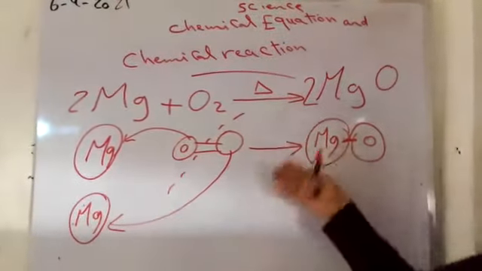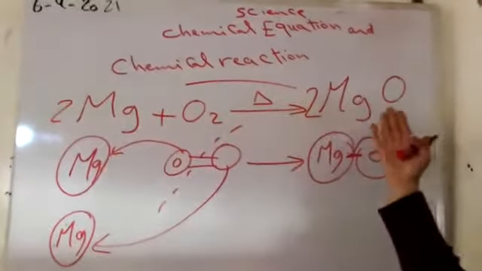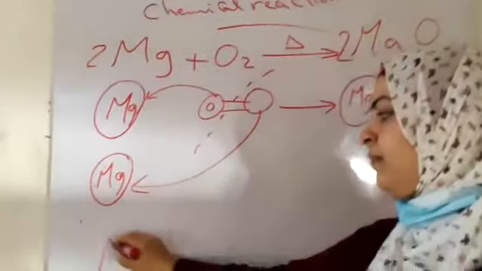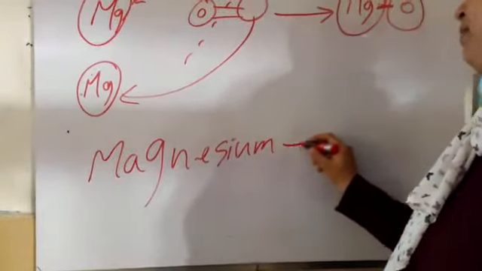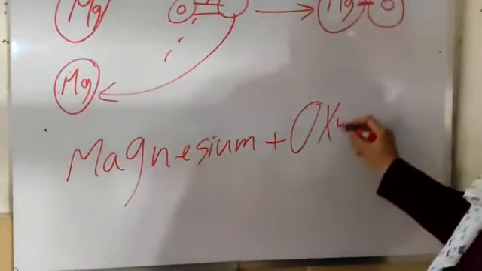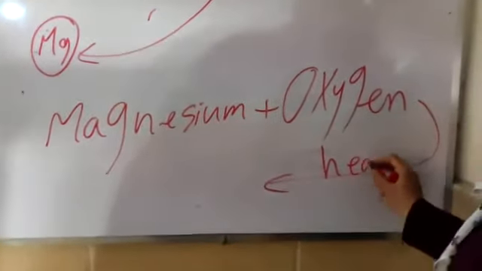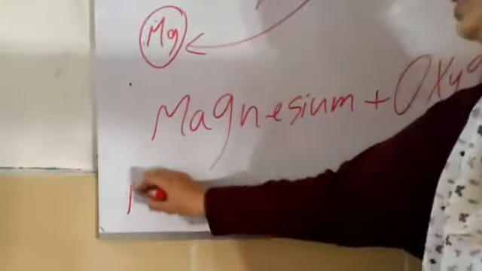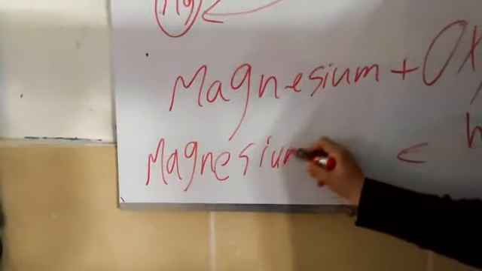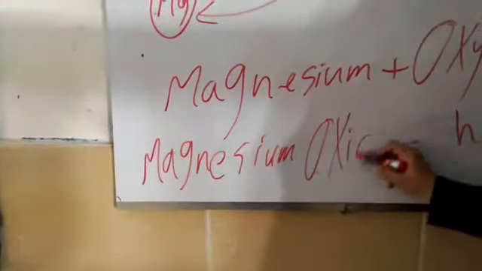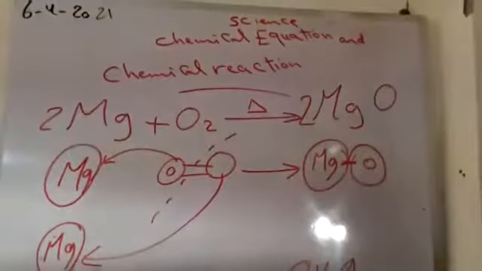We have two types of equation: word equation and symbolic equation. Word equation, if I say magnesium and oxygen, with heat energy, to form magnesium oxide. This is a word equation, but this is the symbolic equation.